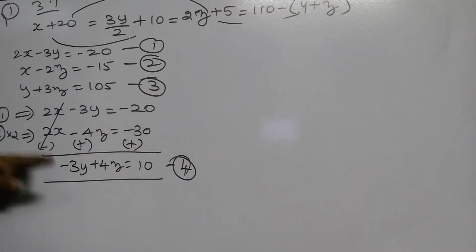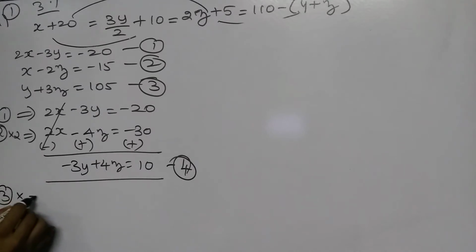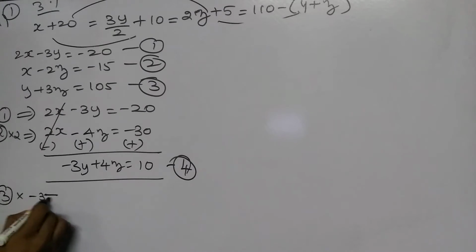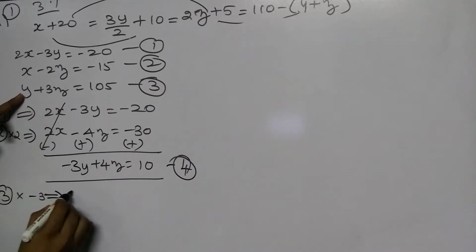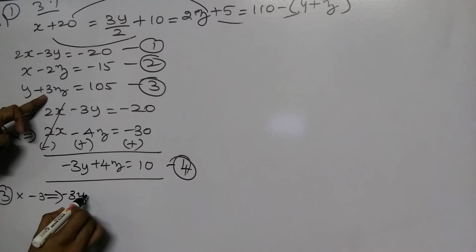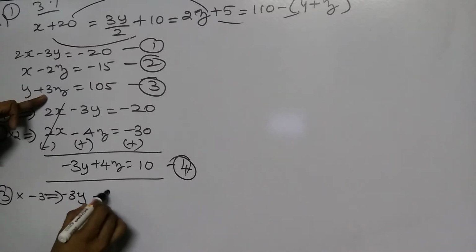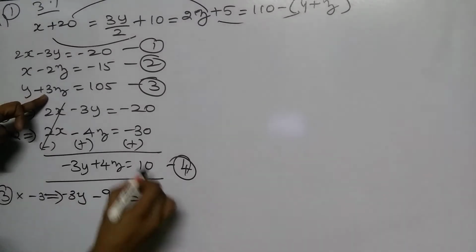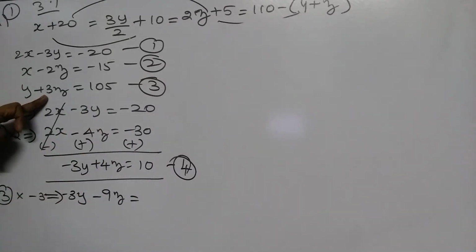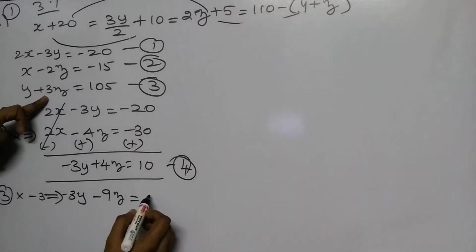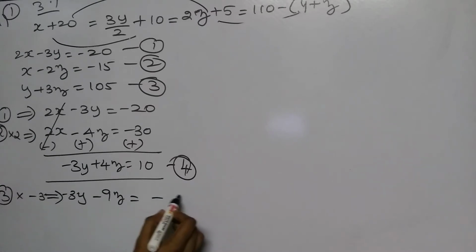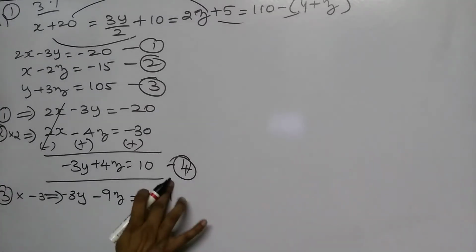Coefficient minus 3 must be multiplied. Shall we do that? So the third equation multiplied by minus 3. That is minus 3 you have to multiply. So y becomes minus 3y, and then 3z becomes minus 9z, that is equal to 105 times minus 3. So what will you get? Minus 315.